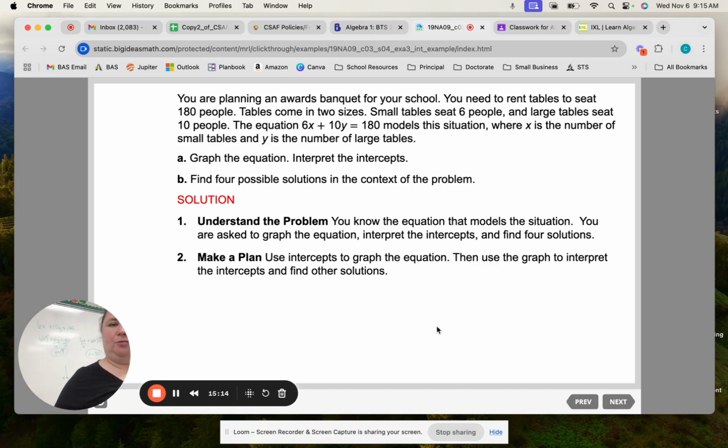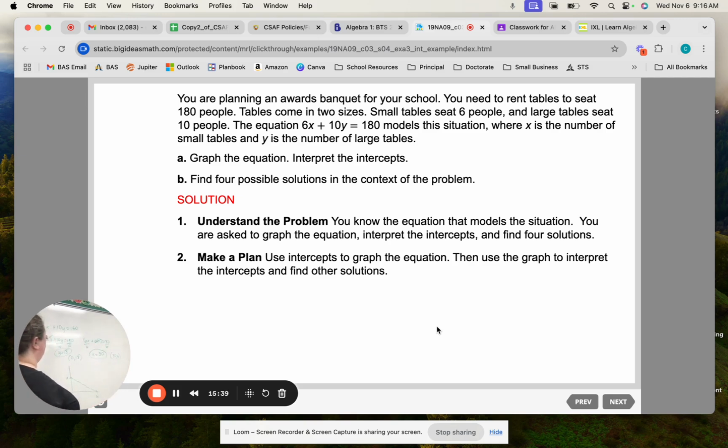It says find 4 possible solutions to the context of the problem. So you already have 2 solutions right here. You just write each one in coordinate points. So this would be 0, 18. That's a solution. This one would be 30, 0. So there's 2 solutions.